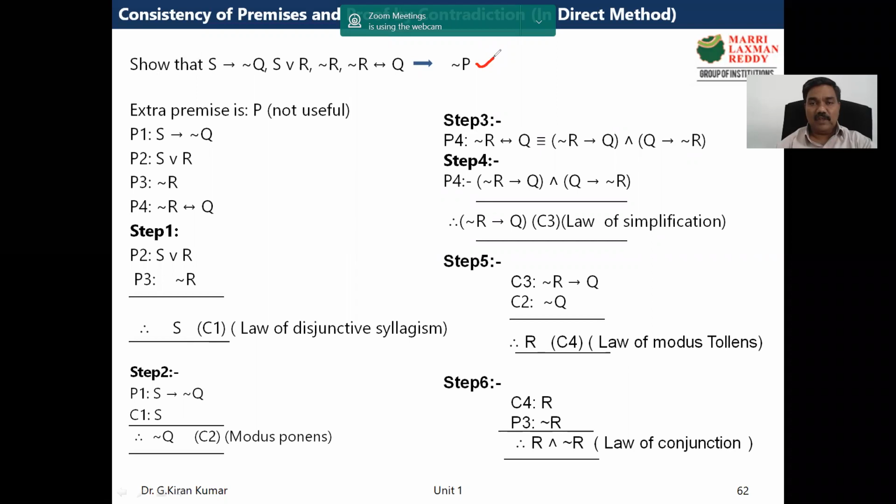Now, if you observe carefully, this problem we cannot do using the direct method. Maybe some problems we can do both ways: using the direct method, using CP with the conclusion in the form of an implication, and also the indirect method. But in this particular example, we can do this only with the indirect method. Neither the direct method nor the direct method using CP is possible. So what is the reason?